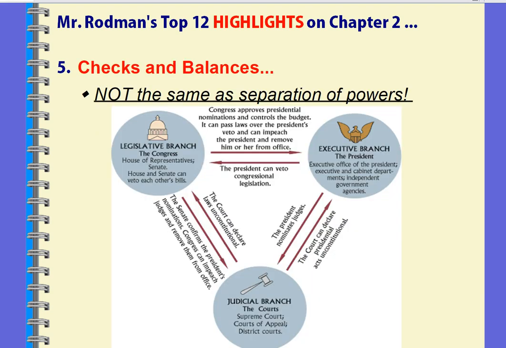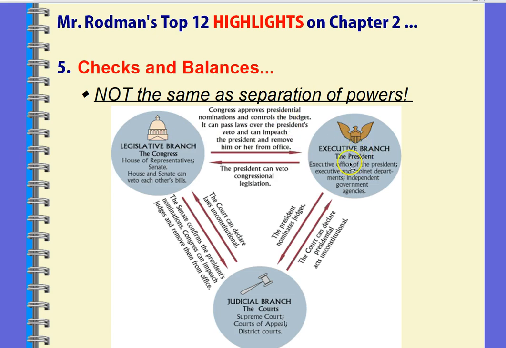Now, that's not the same as checks and balances, because separation of powers is just talking about the separate powers they have. But the checks and balances here talk about the check that the legislative branch would have on the executive branch in terms of approving presidential nominations, controlling the budget, impeaching the president, or passing the laws over the president's veto. All of those checks from the legislative branch on the executive branch.